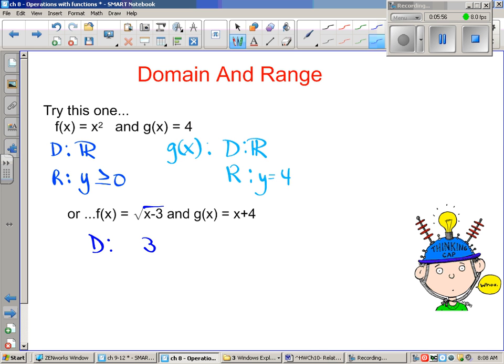So do I want to pick numbers that are bigger than 3 or less than 3? Well, I need to have numbers that are bigger than 3 in order for it to still work. So my domain is restricted to x's that are greater than. Can it be equal to? Can the square root of 0? Can we do that? Yes, we can. And then when you plug those numbers in, what kind of range do you get? Can you think about your graph?